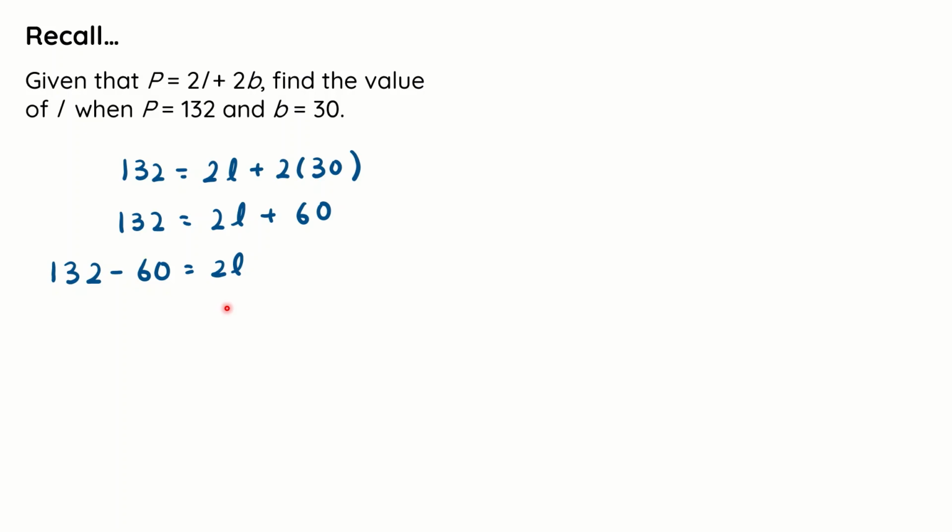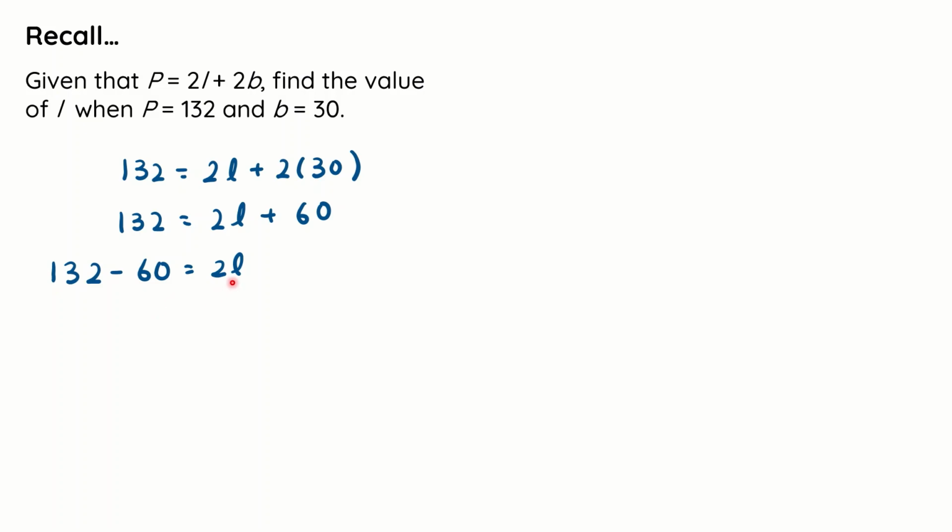Some of you might be writing it in this manner, some of you might not be writing it in this manner, but fundamentally, you need to rely upon correct algebraic principles and correct algebraic concepts. So we see now that 132 minus 60 is equals to 2L. You could proceed to compute it, but I'm going to leave this as it is for now, so that I can draw the parallel later on to show you what this chapter is about. So I'm going to leave 132 minus 60 as it is.